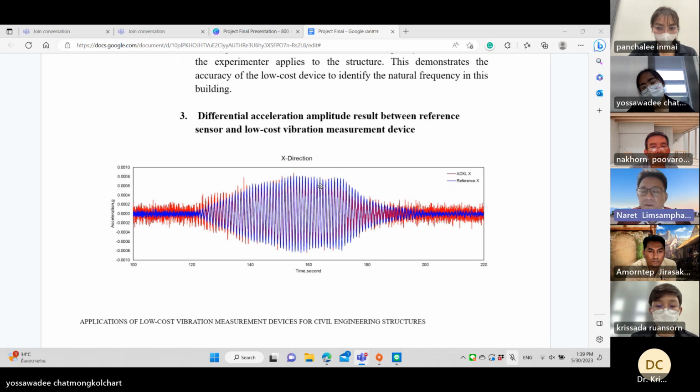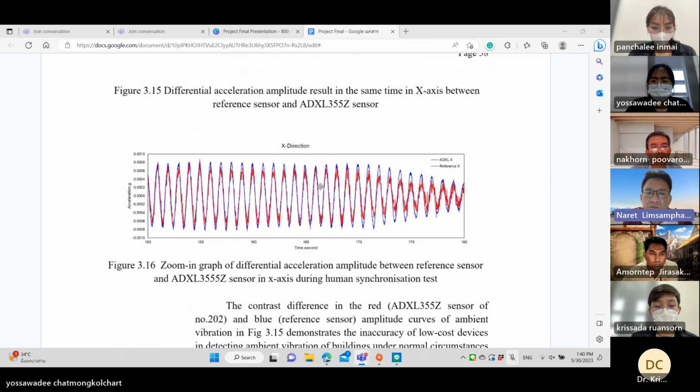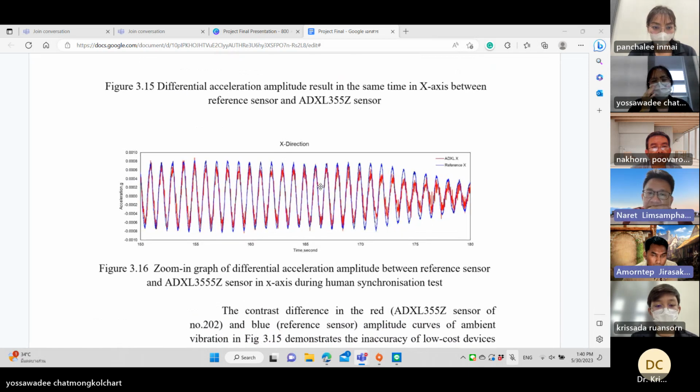No, but my point is that if you go to the next figure, next page, this is a zoom of the excitation, the vibration due to the pushing of the building, right? Yes. And I'm talking about the difference in the amplitude.